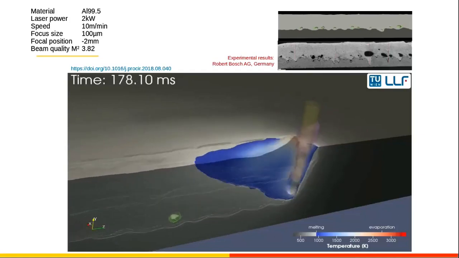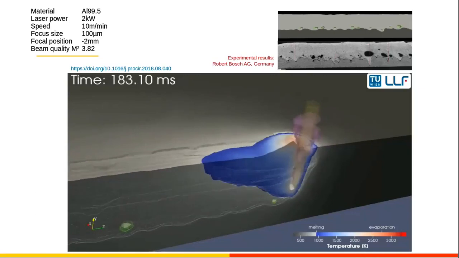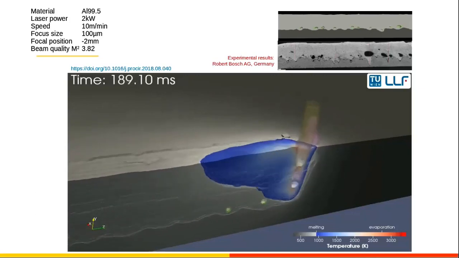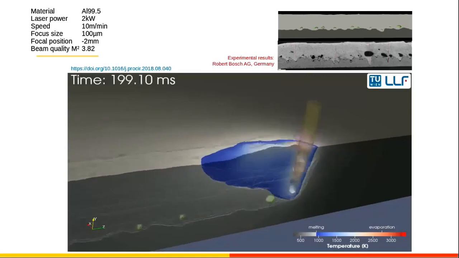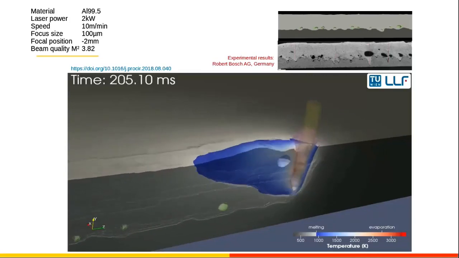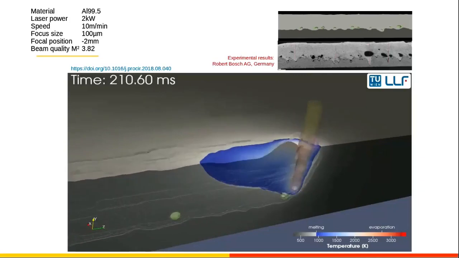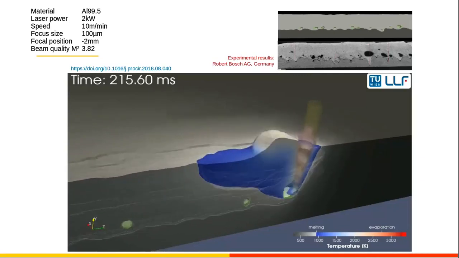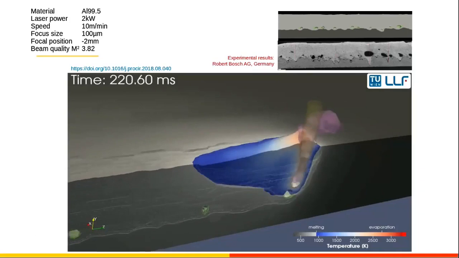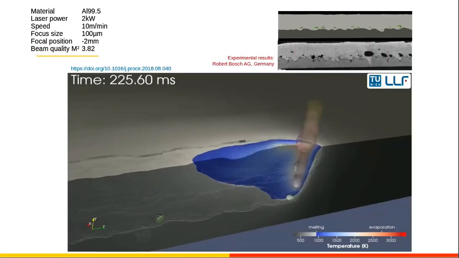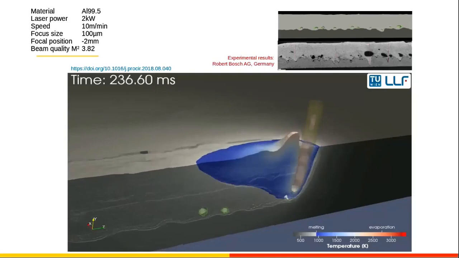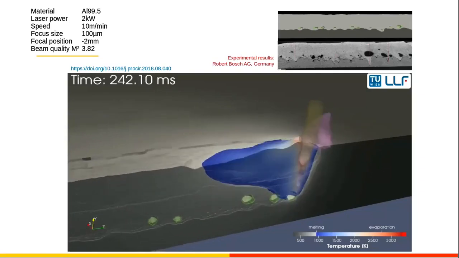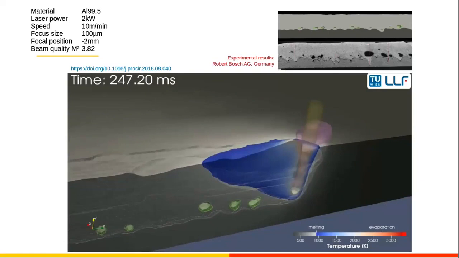Mainly due to this negative focal position, which is 2 millimeters below the surface, you can see that the process becomes unstable, and we have continuous spiking due to the excessive evaporation and moving the melt path, and also we sometimes leave some pores behind, and they used to be at the parts where we had the spikes, and sometimes you can see also some spatters being ejected.